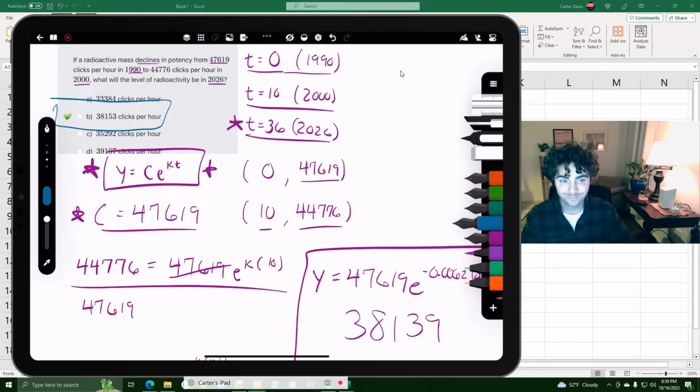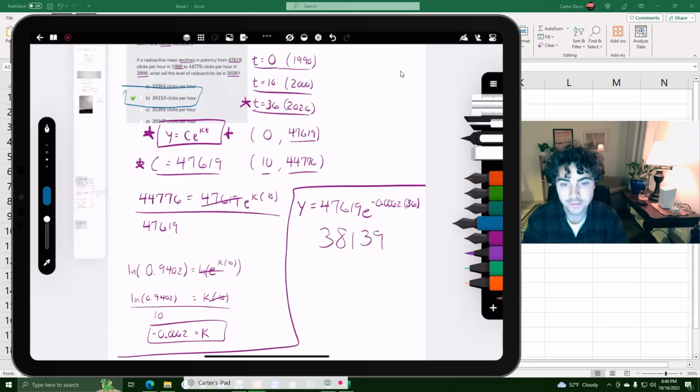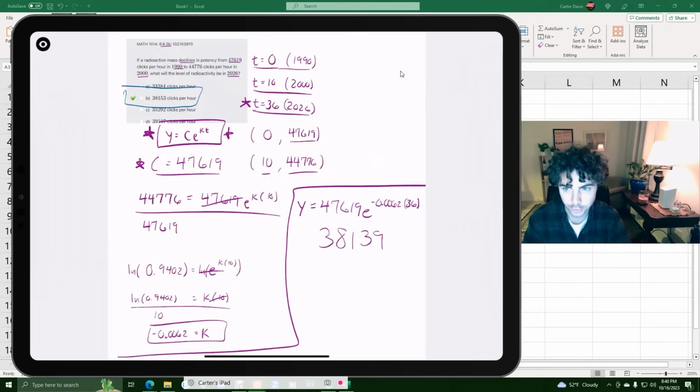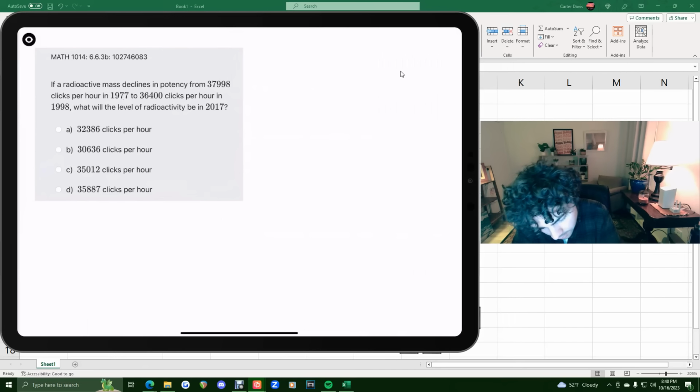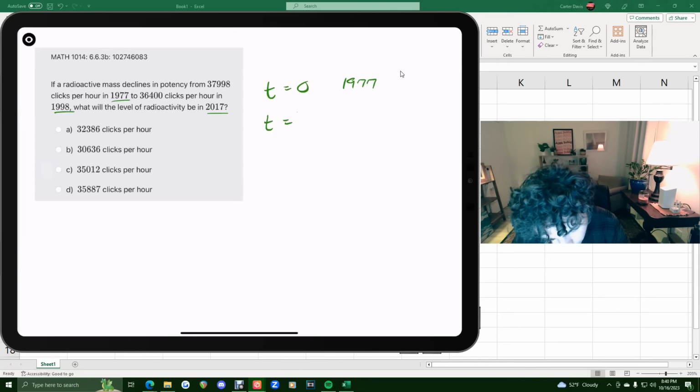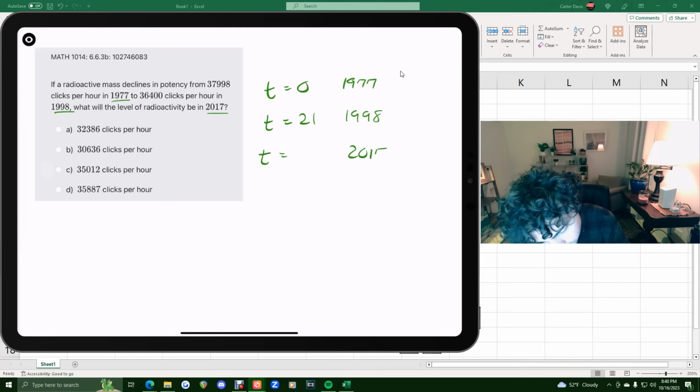I have one more, and I'm going to do it to show how fast this problem can be. This is the very slow version, right? Example 2. Here we go. We have t equals 0. First year is 1977. After that, we have 1998, which is 21 years later. Then 2017. What's the difference? 1977 to 2017 is 40, so time 40.